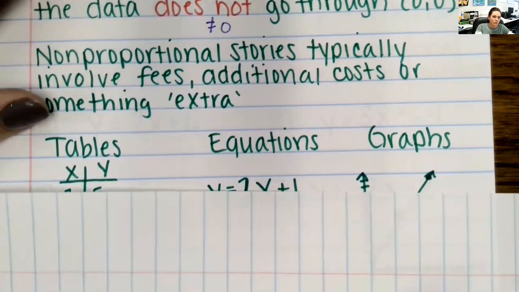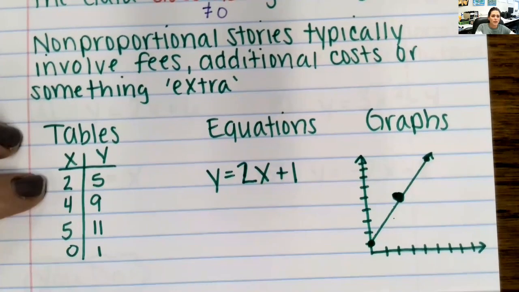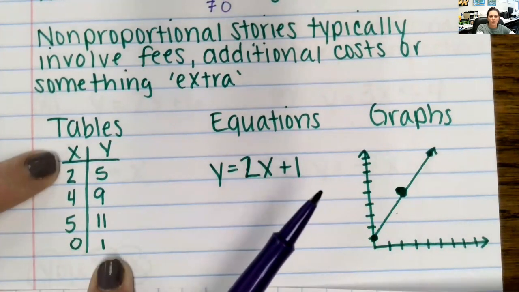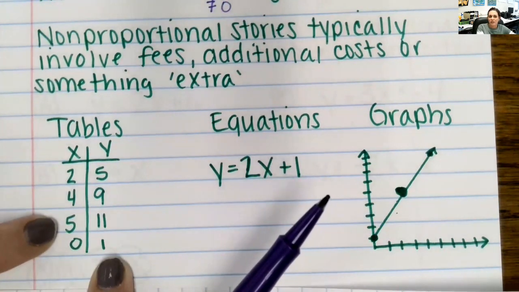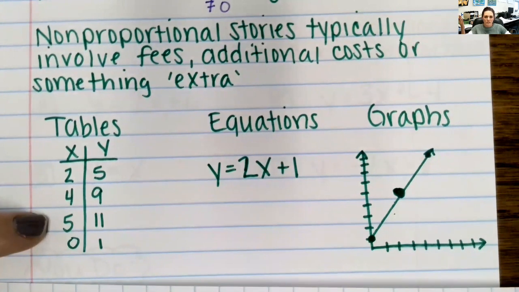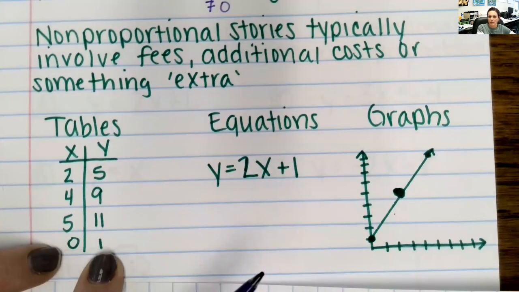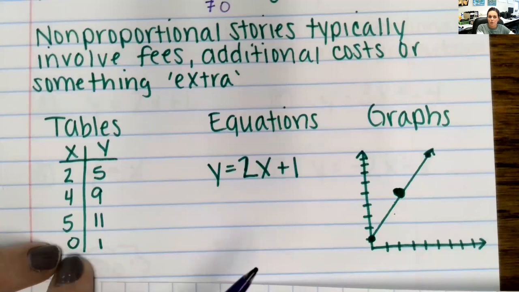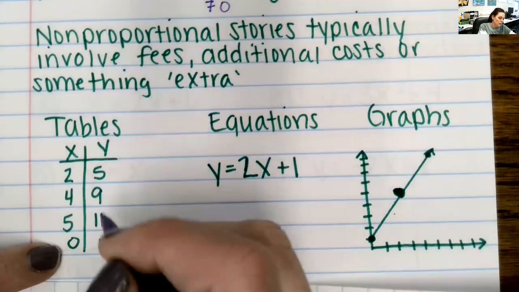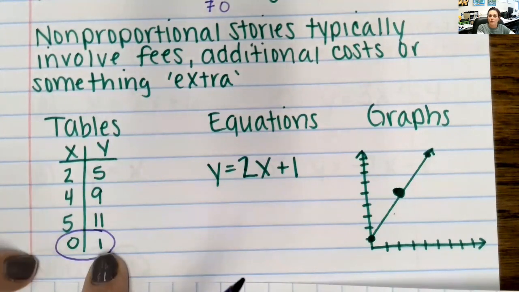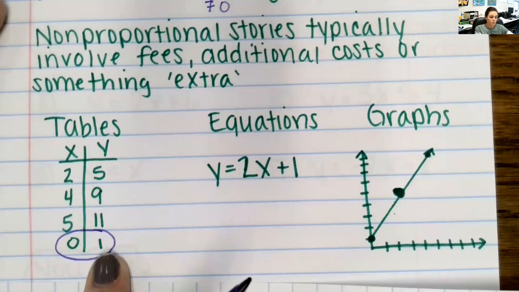All right, in table format, a table might be, and I thought of this one late, so I'm sorry, 0, 1, 2, 5, 4, 9, 5, 11. Now you might go, well, how do I know if this is non-proportional? We're going to get to that. But notice when I input 0, I get a different number. Proportional would mean that this is also 0. So non-proportional means I have 0 for X, and I have a different number for Y other than 0.